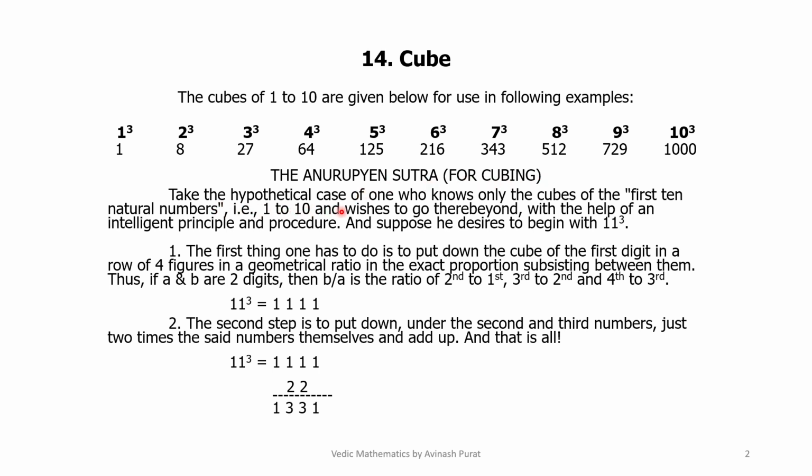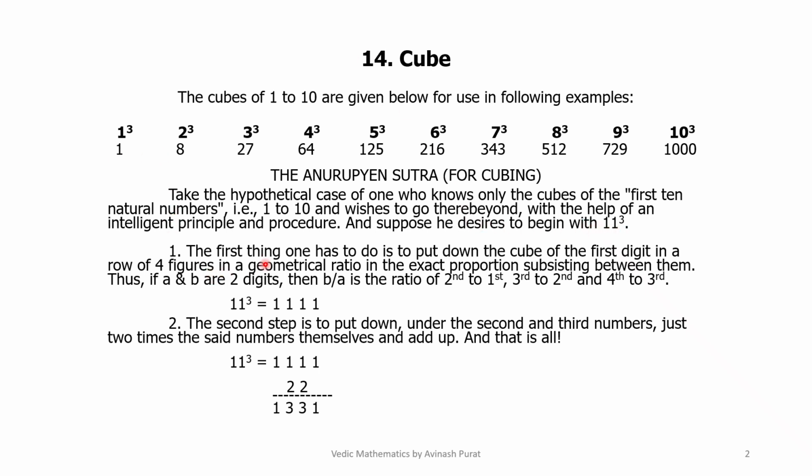The Anupena Sutra for cubing. Take the hypothetical case of one who knows only the cubes of the first 10 natural numbers, that is 1 to 10, and wishes to go beyond with the help of an intelligent principle and procedure. And suppose he desires to begin with 11 cube.